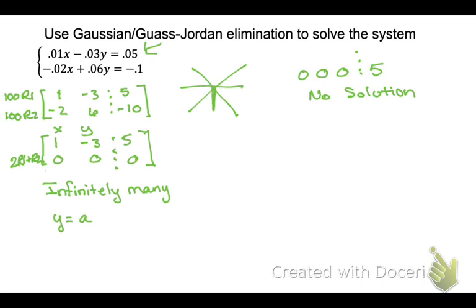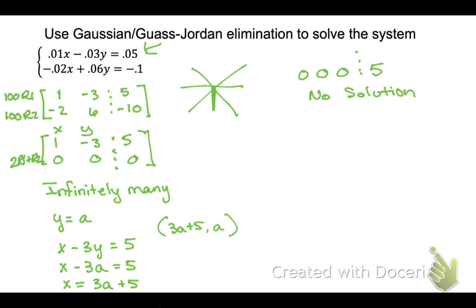Okay. So now, if y equals a, we have x minus 3y equals 5, yes? But what is y? Right, a. So we have x minus 3a equals 5. So what does x equal? 5 plus 3a. So x equals 3a plus 5. So our ordered pair is 3a plus 5, comma a.